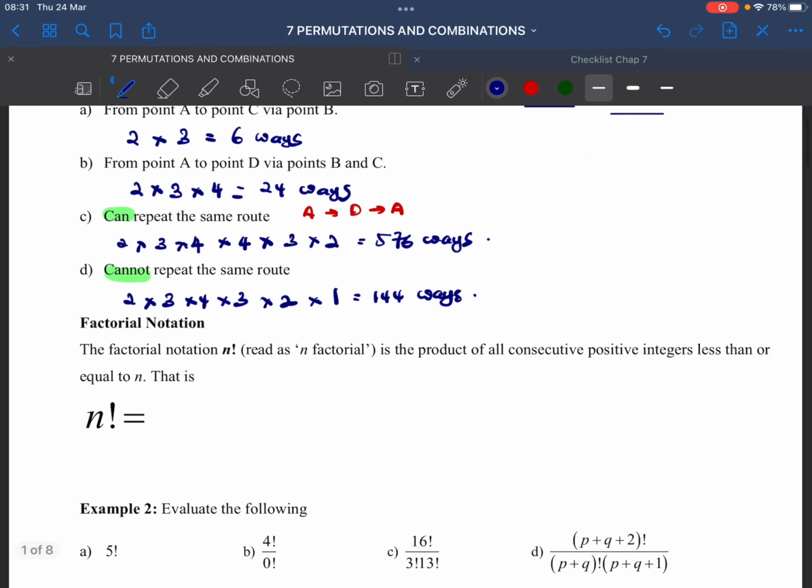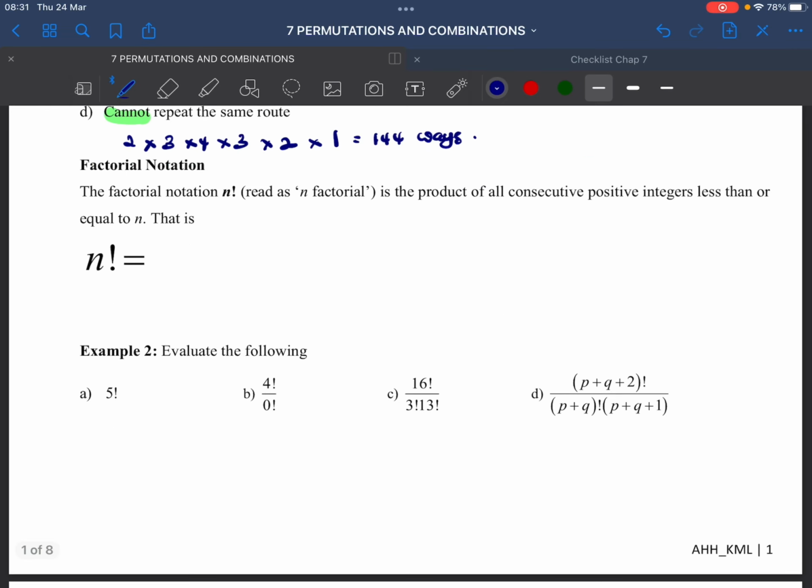Okay, so next we are going to see what is a factorial notation. Okay, which is we represent factorial notation as n factorial. So kalau kamu tekan dekat calculator kamu tu, dekat shift yang X ada gambar tanda seru dekat situ. So that is going to be factorial notation for you. Okay, the factorial notation read as n factorial is the product of all consecutive positive integers less than or equal to n. So what does it mean by that sentence?